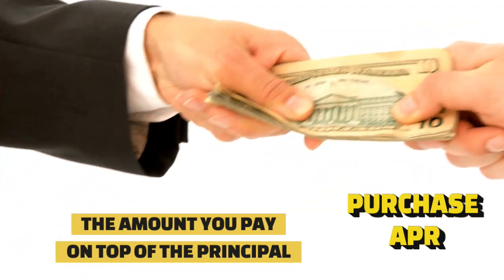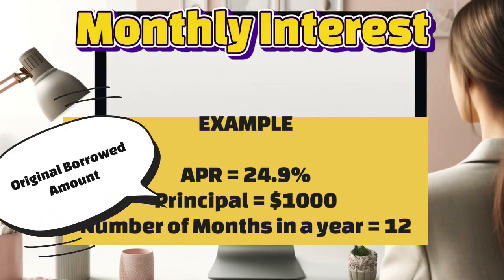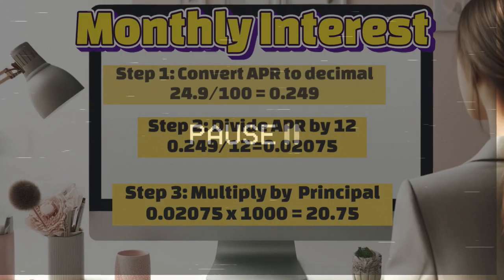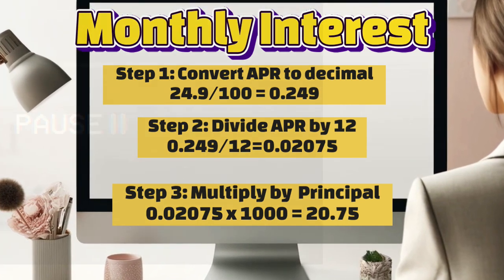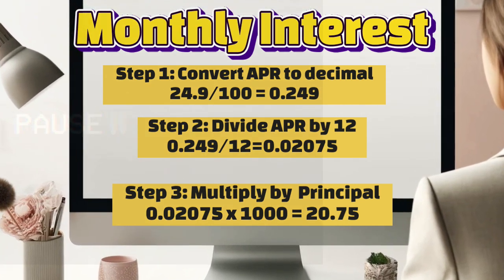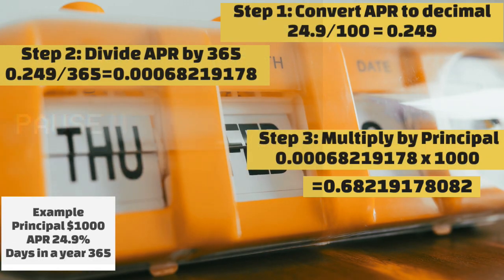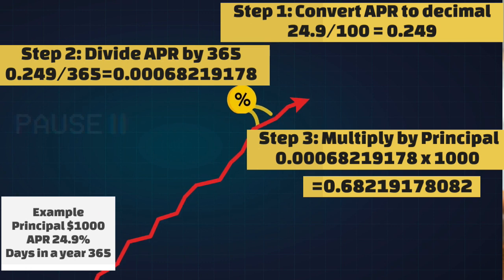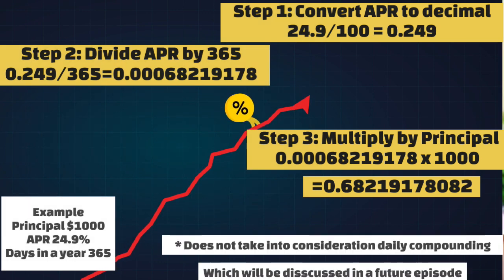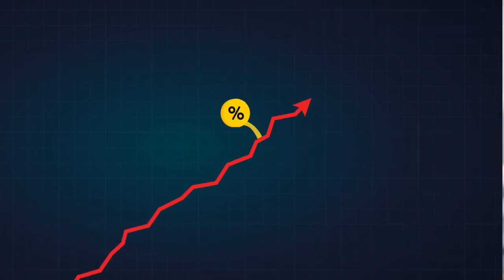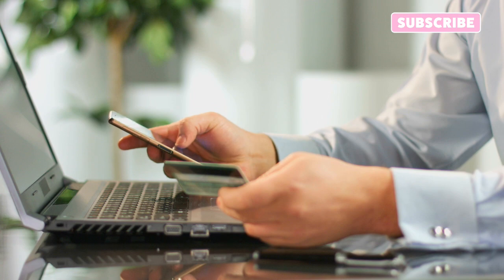The monthly interest you pay is calculated as the APR in terms of percent divided by 12 for the number of months in a year, multiplied by the original amount borrowed or the principal. If you want to calculate your daily interest, this is the APR in percent divided by 365 for the number of days in a year, and multiplied by the principal. We'll get more into these calculations in another episode.